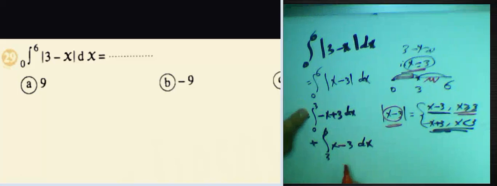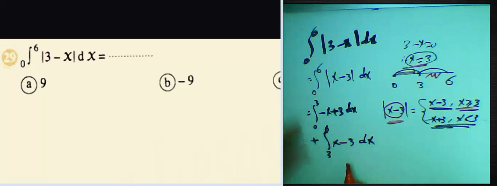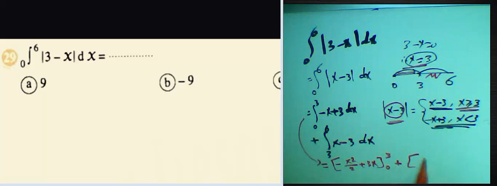Okay, and then you can find the result of the first interval and the second interval and add the results. The integration of this expression here, it will be what? We must add 1 to the power. I will write here the result. Okay, it will be negative x power 2 over 2 plus 3x from 0 to 3, and here it will be x power 2 over 2 subtract 3x from 3 to 6. And you can write 3 here.